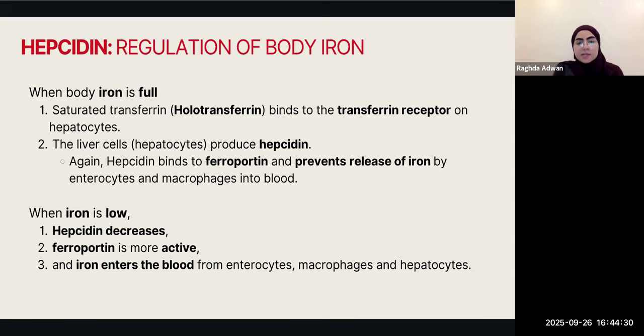The opposite happens when iron is low. When iron is low, there's no holotransferrin because the transferrin is not fully loaded. There's not enough iron to fully load transferrin. If there is no holotransferrin for the hepatocytes to see and detect, the liver cells detect that there isn't enough iron because there's no fully loaded transferrin around. So it's going to stop producing hepcidin.